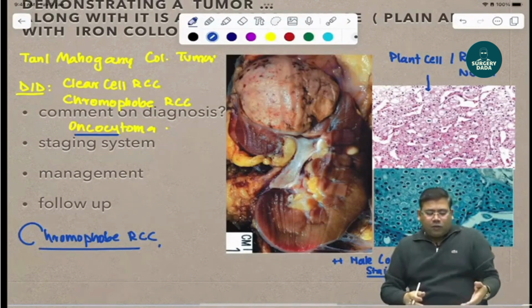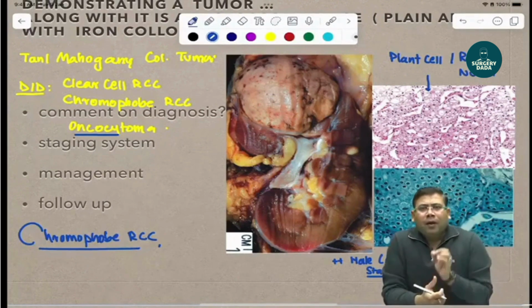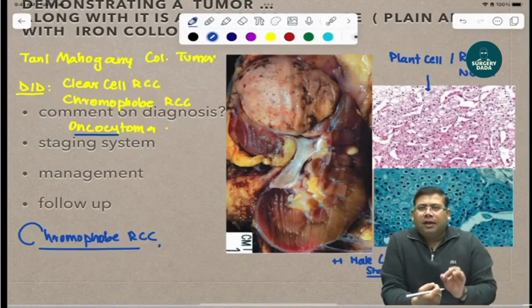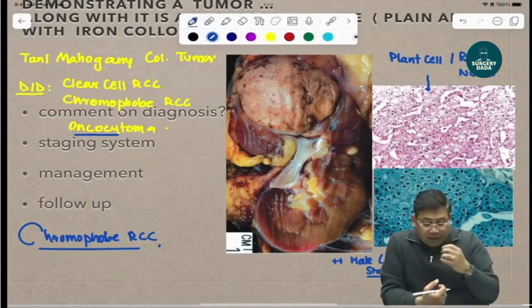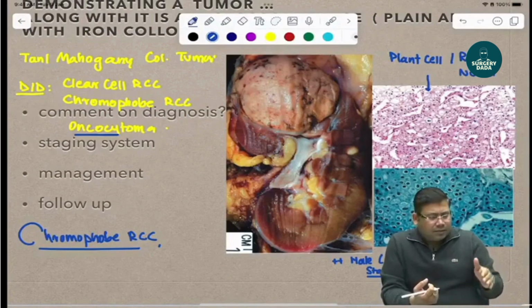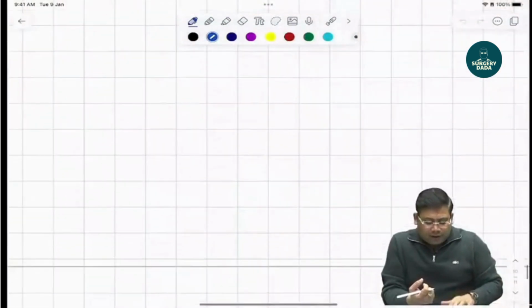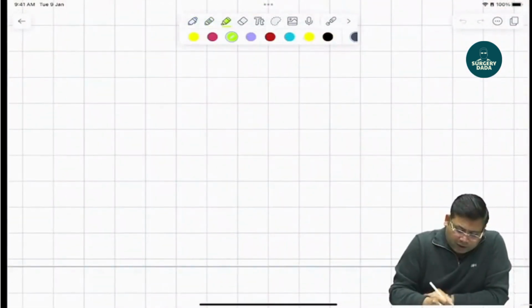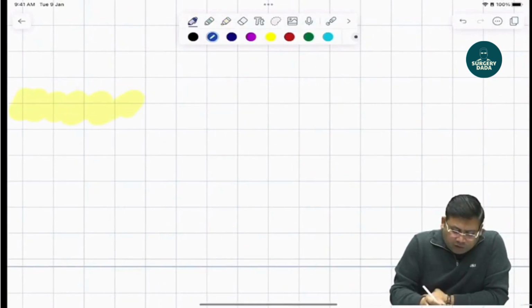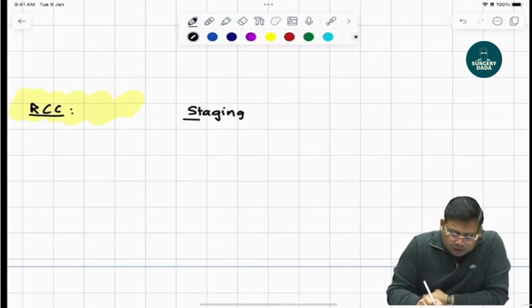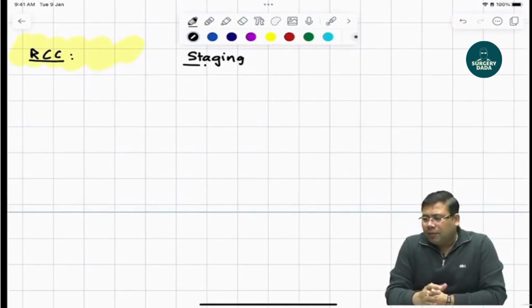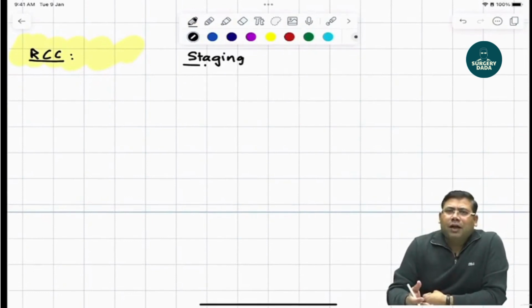Next question is based on the staging, management and follow-up. RCC is important for each and every exam, for each and every medical student. So let us understand the basic nutshell management strategy for RCC also. Let us quickly understand that. Whenever we talk about the RCC and its staging system, the older staging system, that was Robson, is obsolete. We have adopted the WHO 2014 modification of that, and post 2014 we are using this staging.